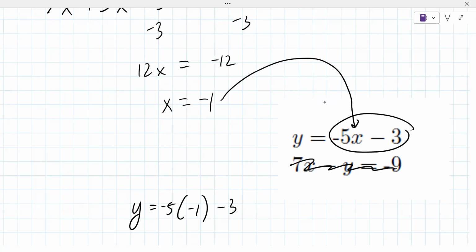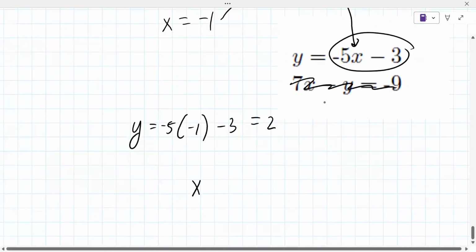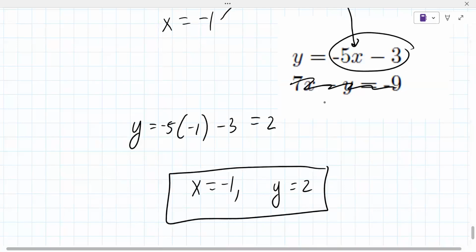Two. So x equals -1 and y equals 2, like that. Very good.